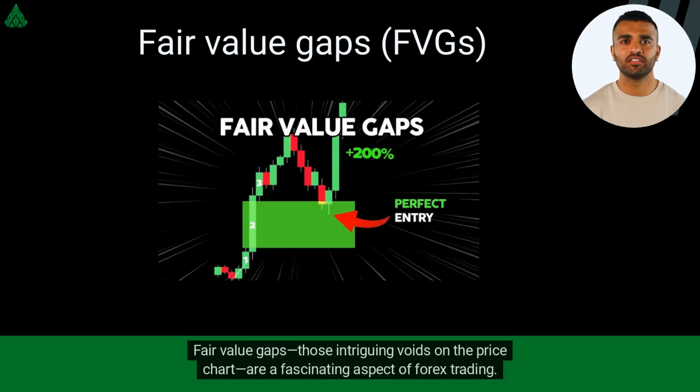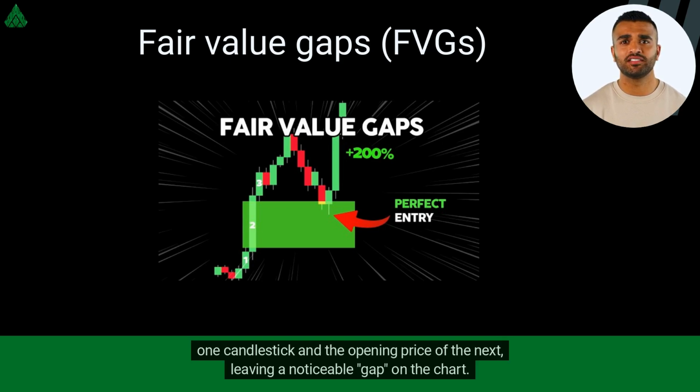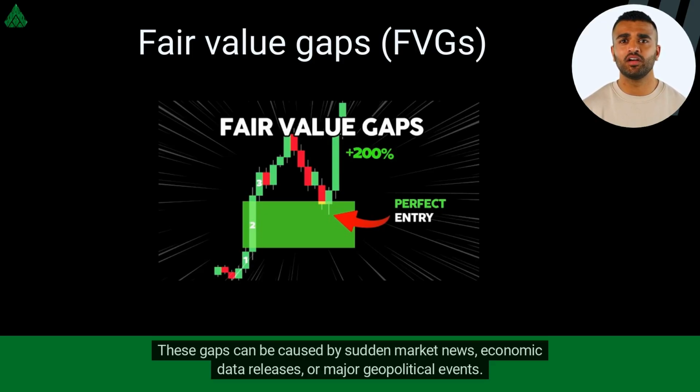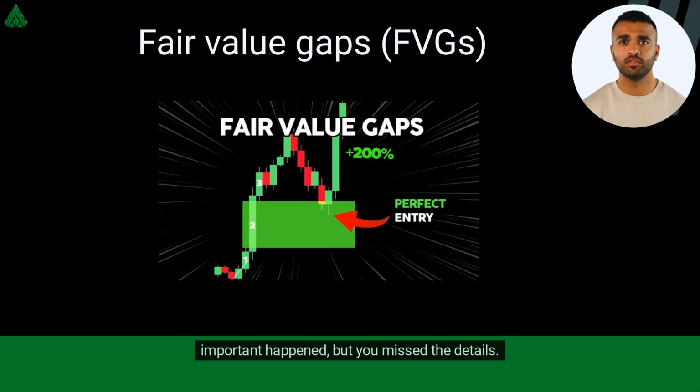Fair value gaps, those intriguing voids on the price chart, are a fascinating aspect of Forex trading. In Forex, a fair value gap occurs when there's a significant difference between the closing price of one candlestick and the opening price of the next, leaving a noticeable gap on the chart. These gaps can be caused by sudden market news, economic data releases, or major geopolitical events. It's like waking up to find that someone has removed a key chapter from your favorite book. You know something important happened, but you missed the details.